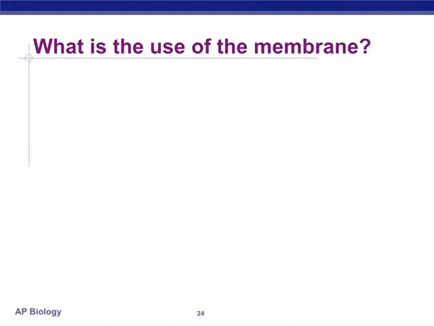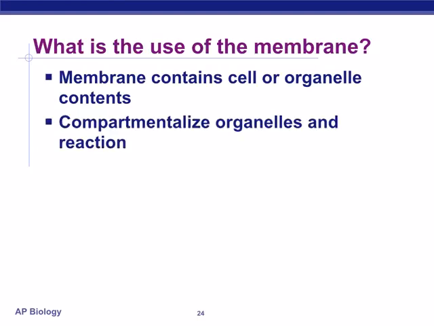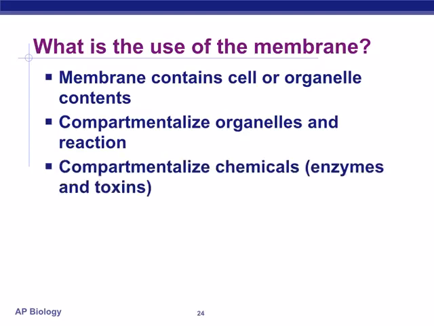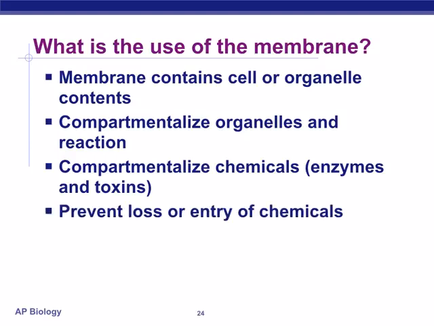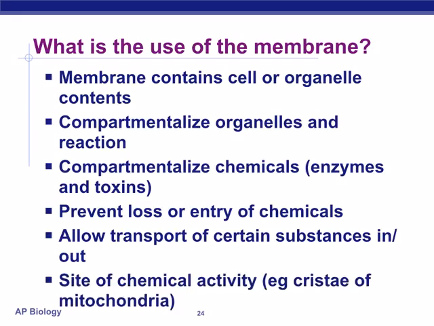And then lastly, what is the use of the membrane? The membrane contains cell or organelle contents. It helps to compartmentalize organelles and reactions, compartmentalize chemicals, for example, enzymes and toxins, prevent loss or entry of chemicals, and allows transport of certain substances in and out. It is also the site of chemical activity. For example, when we discuss respiration, the cristae on the mitochondria are the site of respiration.